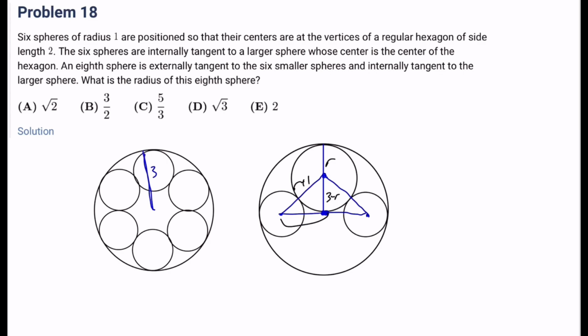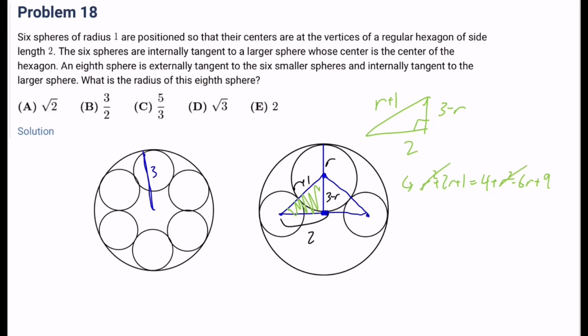This much is 3, but this much is 1, so that's just 2. So this is 2, and now we can use Pythagoras. We have a right triangle with r plus 1, 3 minus r, and 2. So this gives us that (r plus 1) squared, so r squared plus 2r plus 1 equals 4 plus r squared minus 6r plus 9.